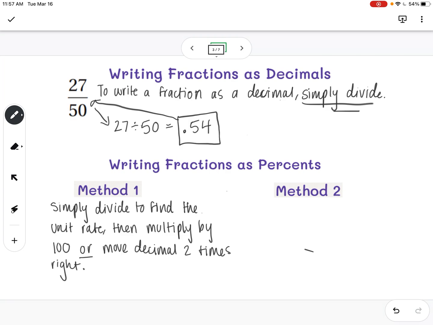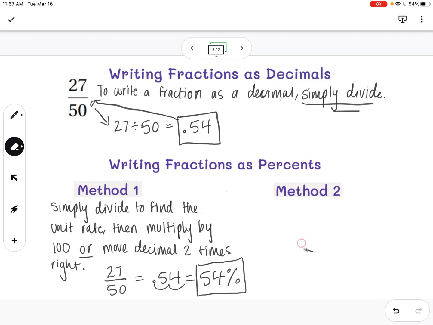All right, so let me give you an example. So just like we did up here, we already divided. We did 27 divided by 50. That gives us 0.54. So what we can do is we can simply move the decimal place 2 times, and that would give us 54%. Or if we multiplied 0.54 times 100, that would also give us the same thing, 54, which is 54%. All right, and it makes sense logically because we know that unit rate tells us how many per 1, and we always need our percents to be per 100, right? Our whole is always equal to 100 when we're talking about percents.